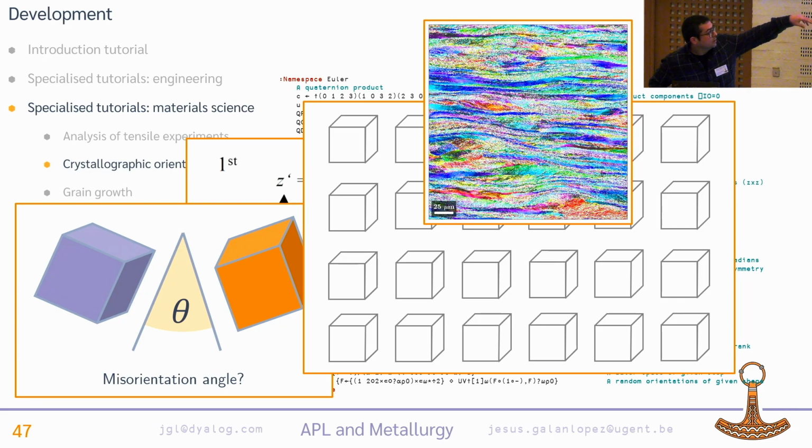This is the typical result from an experiment in the electron microscope. That's a sample, a very small part. You can see the scale bar, that's 25 micrometers. And a different color indicates a different orientation. What we want to do is to calculate all the possible misorientations between all the orientations we have there. Normally we have several thousands, maybe millions of orientations.